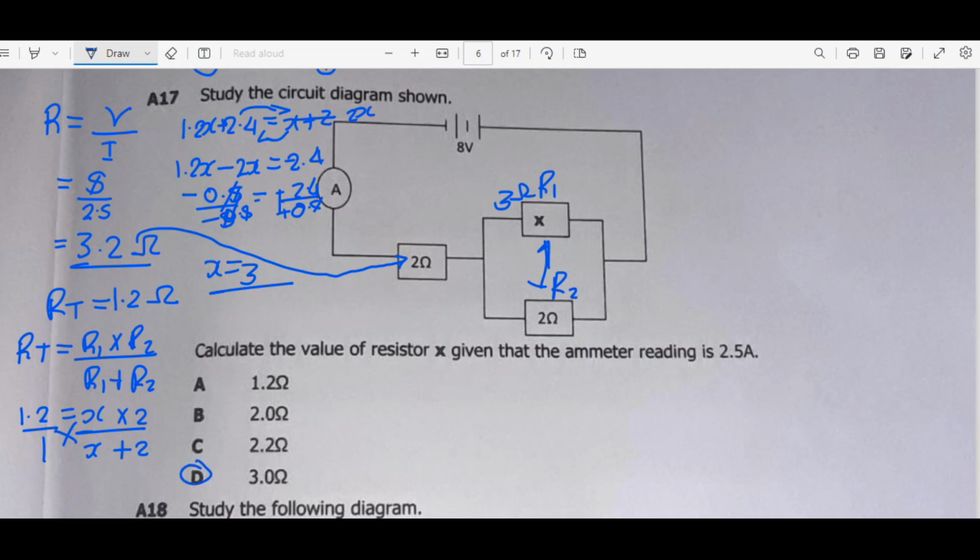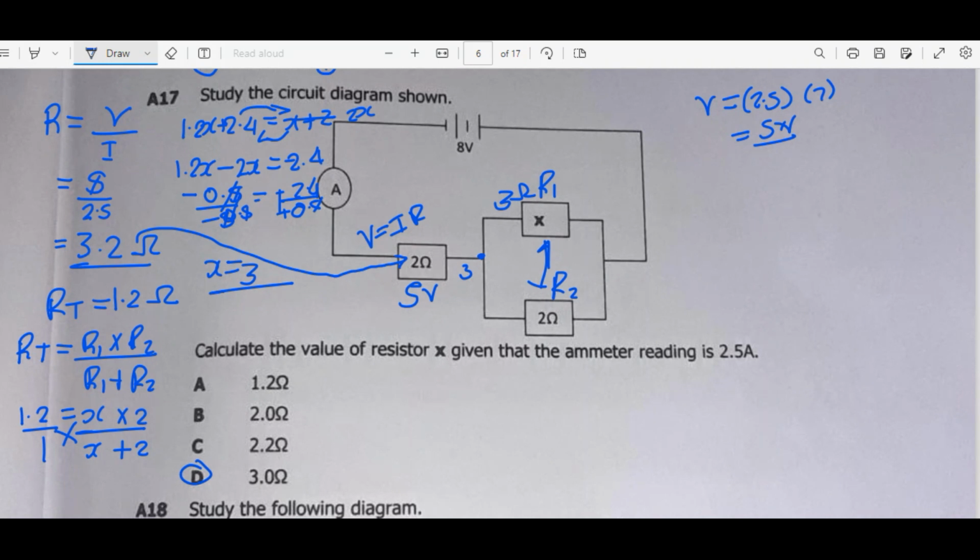Or if you want, we can also find it like this. We know the total current is 2.5, so we can find the voltage that was used at this resistor. So voltage is equal to current multiplied by resistance. Current is 2.5, resistance is 2. 2.5 times 2 will give us 5 volts. From 8 volts, 5 volts was used at this point. Here we are going to have 3 volts.